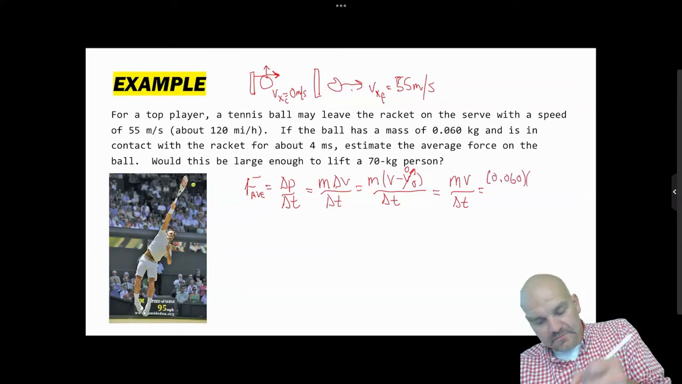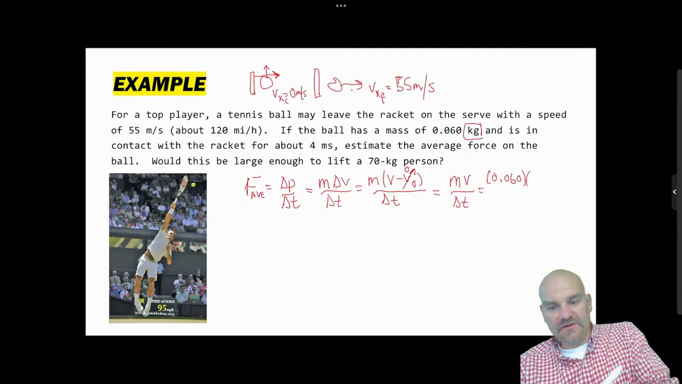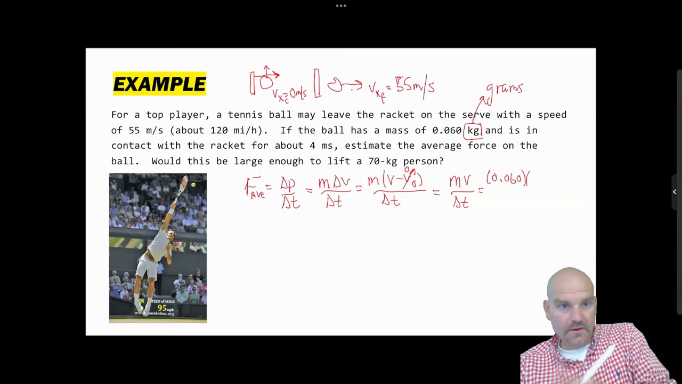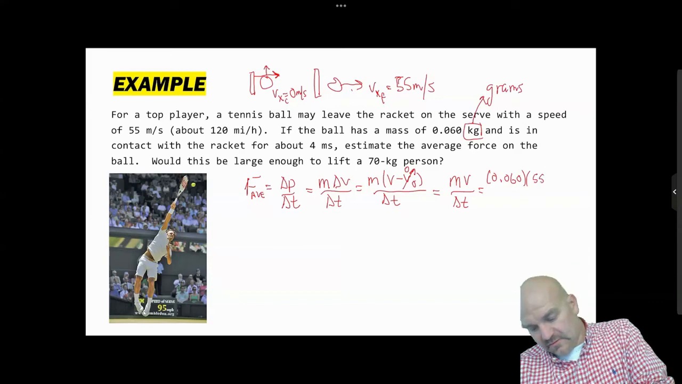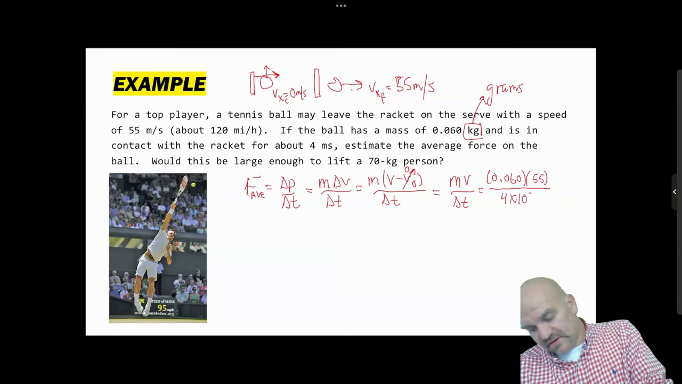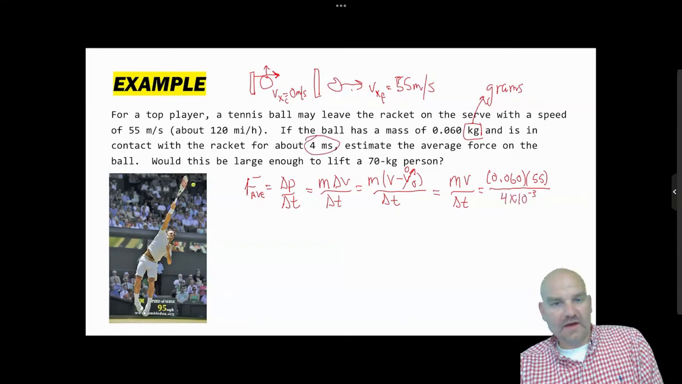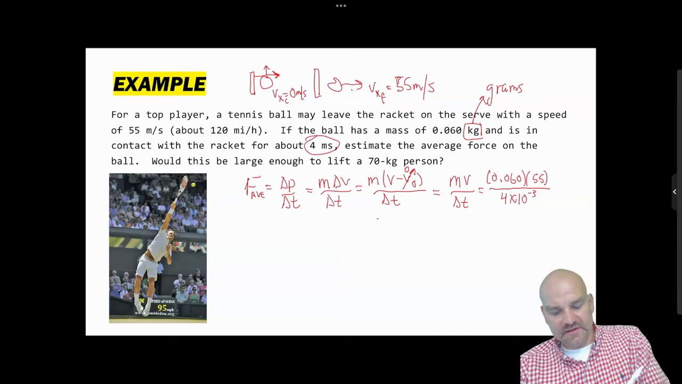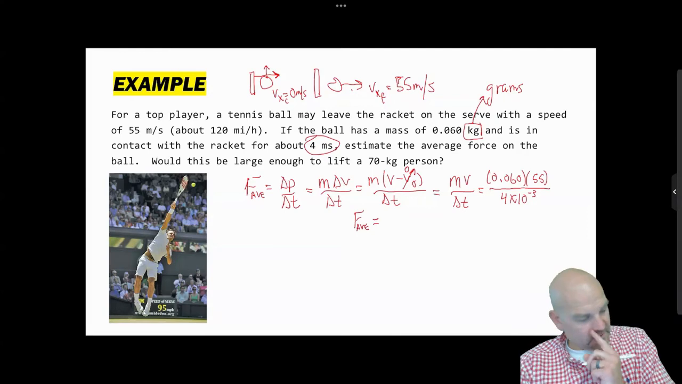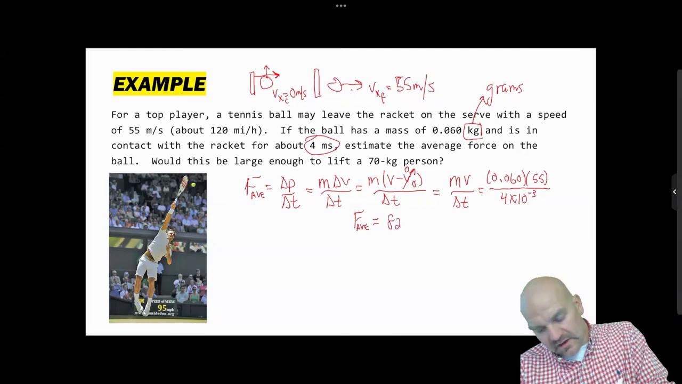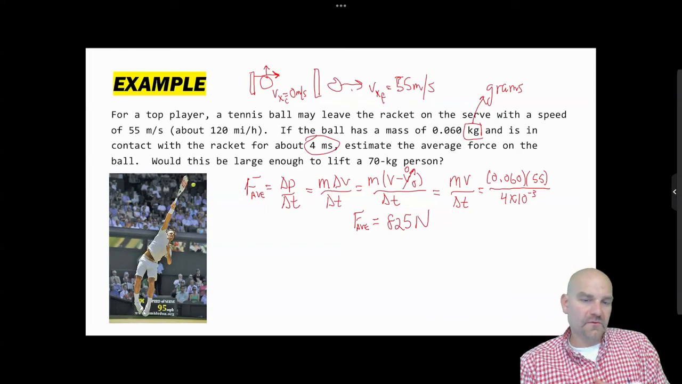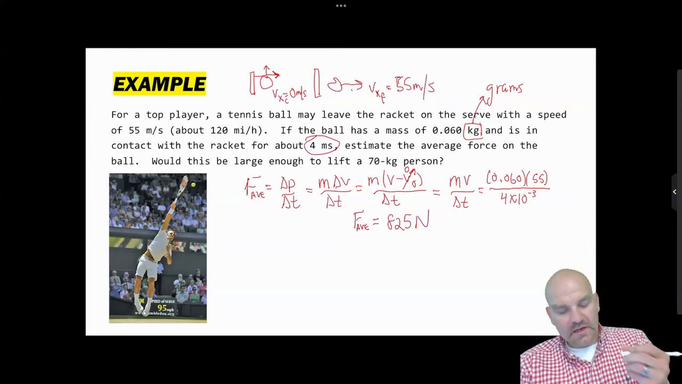It's going to be 0.060 kilograms. You do have to be careful because sometimes they give that to you in grams, which means you would need to convert. We're going to multiply that by 55 meters per second, and we're doing it in a time of 4 milliseconds. But we need to convert that 4 milliseconds to seconds, which is 4 times 10 to the negative 3. So what is the average force that we exert on the tennis ball? It's going to be 825 newtons. So we apply an 825 newton force to the tennis ball.